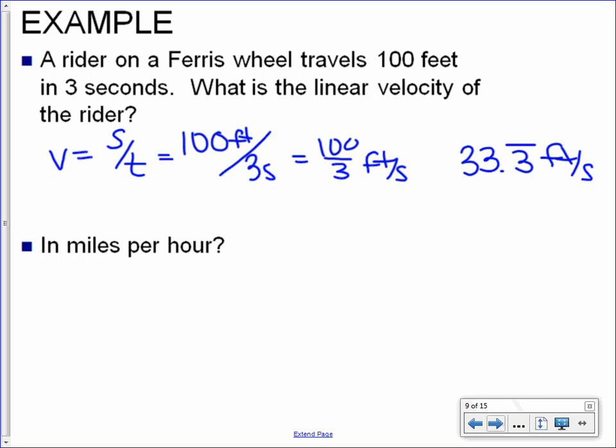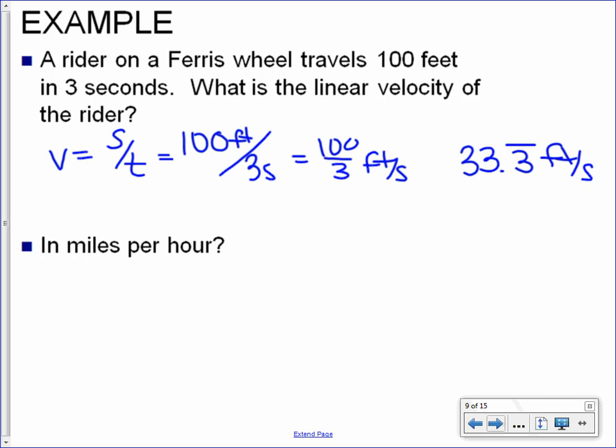Now, feet per second. That doesn't really have much meaning to us, does it? We don't think of speed as feet per second, do we? No. We relate to what? Miles per hour. So let's convert this to miles per hour. This is something you'll need to be able to do. This is something you know how to do. Let me remind you.